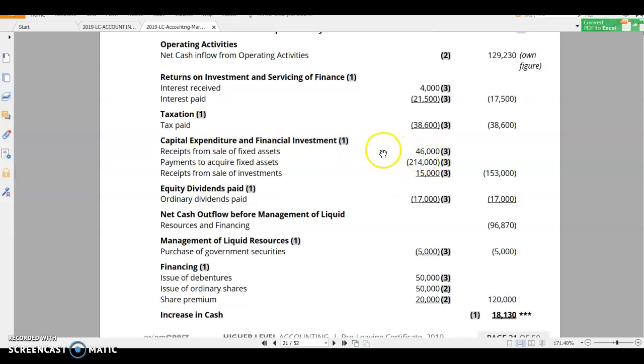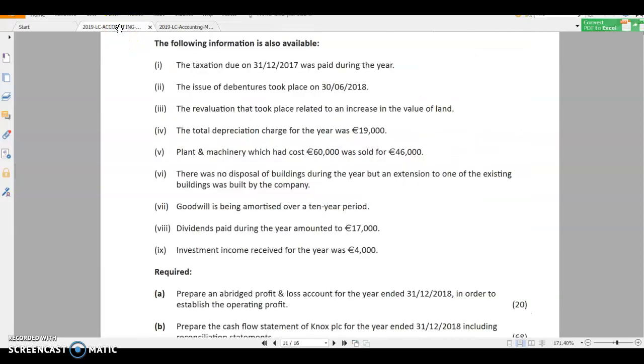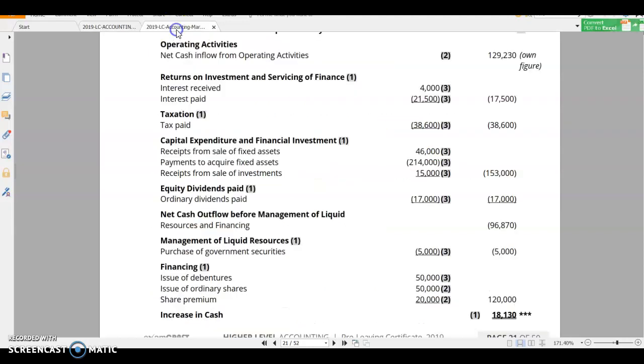Receipts from sale of fixed assets need to go in here. This one is just given to you in the question. Plant and machinery, which cost 60, was sold for 46. So that 46 there is my receipt on sale of fixed asset. That's what goes in there, the actual receipt. We're looking for cash amounts here. We're not looking for the profit on sale of fixed assets. Profit on sale of fixed assets is an accounting construct a little bit because we're including depreciation. I'm just looking for what money I received. I received 46 grand. The payments to acquire fixed assets then are 214.